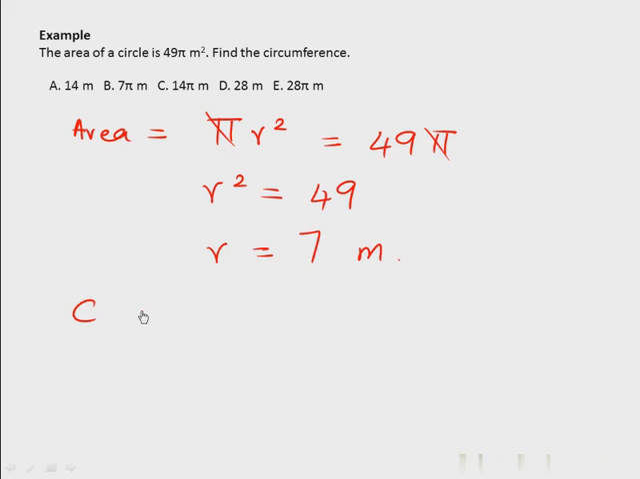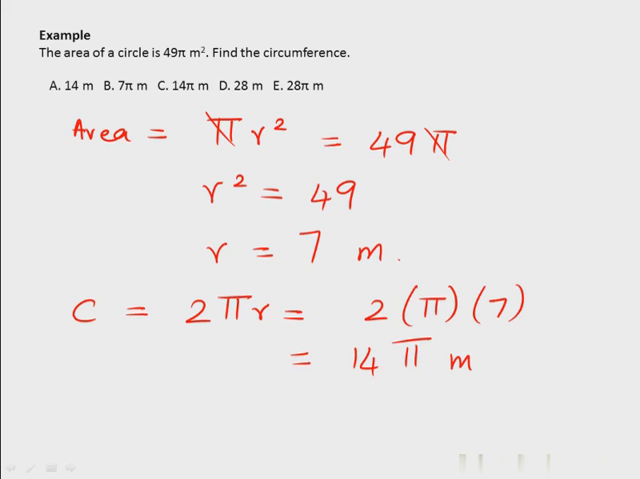So the circumference I know is 2 pi r. So that's 2 into pi into 7. That's 14 pi meters. The answer is C.